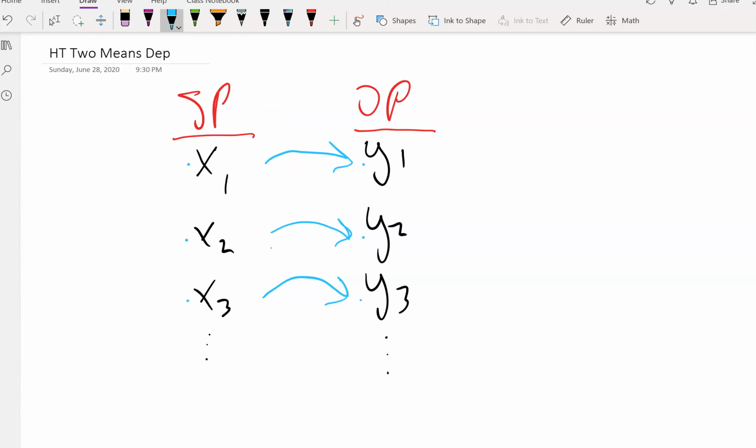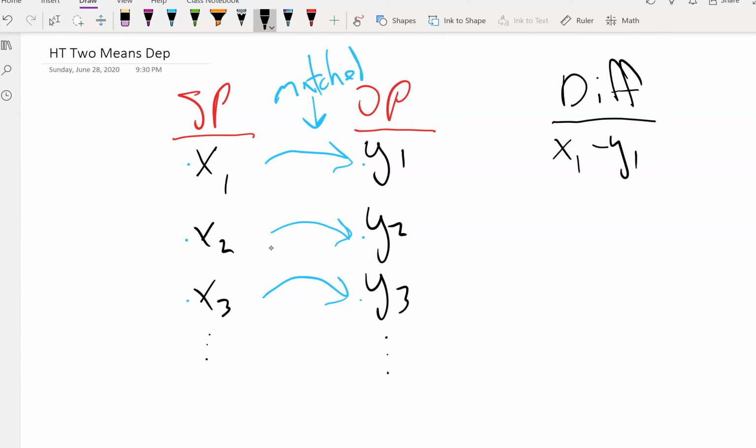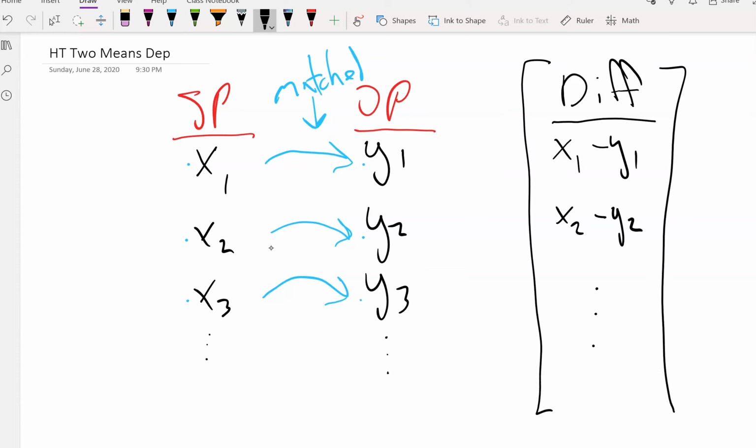All right, so since they're matched, and that's very important, since they are matched or dependent, then what we can do is create a third variable called the difference variable, big D. And the difference variable is what you would think it is. It is x1 minus y1, x2 minus y2. You're just subtracting the values of whatever x1 and y1 are, and it goes down. So what you've created is this new column of data called the difference column. That's the data I'm going to look at. This difference column, I'm going to look at these numbers.